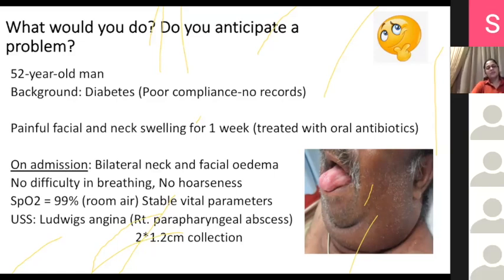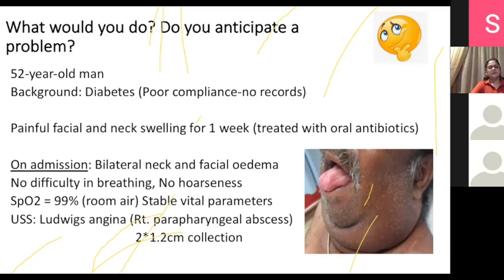He comes in with bilateral neck and facial edema. There was no difficulty in breathing. There was no hoarseness in voice. On-air saturation was about 99%. He had stable vital parameters. And an ultrasound scan reveals Ludwig's angina.